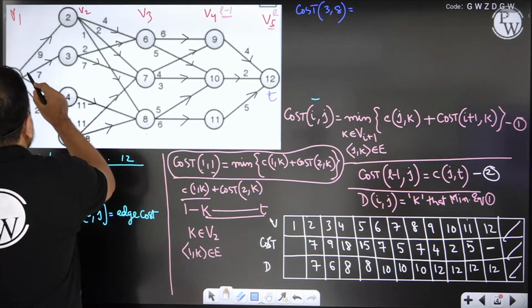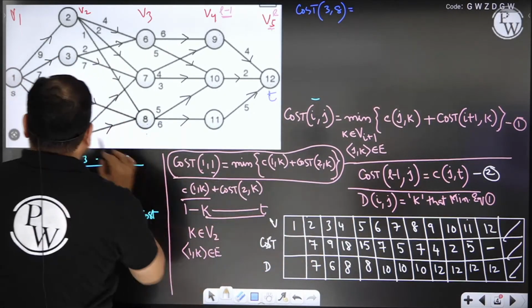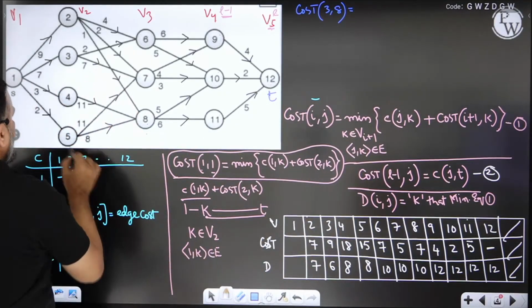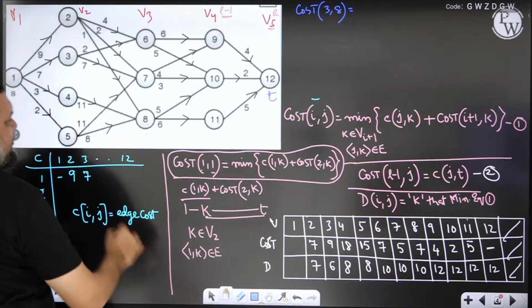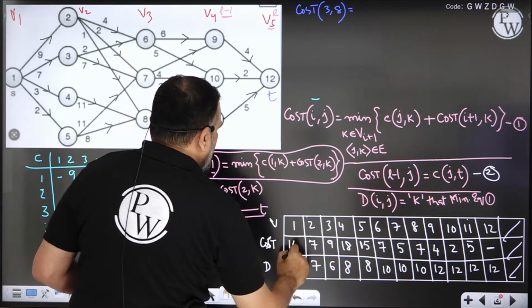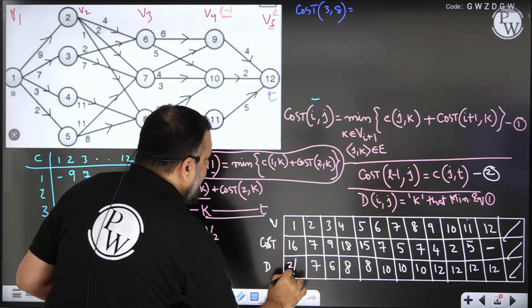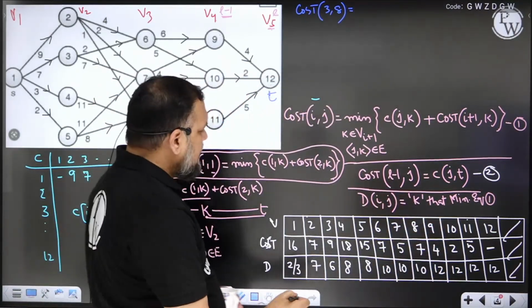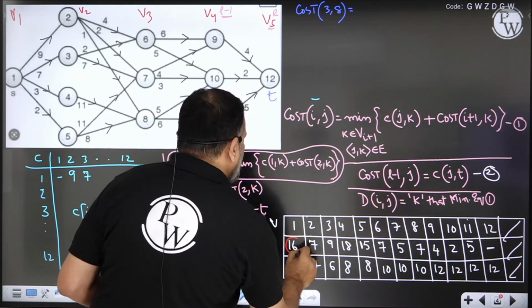Finally, I come to 1. 9 plus 7 is 16. 7 plus 9 is 16. 3 plus 4 is 21. 2 plus 5 is 17. So the minimum is 16, 9 plus 7 or 7 plus 9. So I'll put 16, and this is possible going via 2 or via 3. You can put both values if you want. So I got the minimum cost path. As per the matrix, the minimum cost is 16.